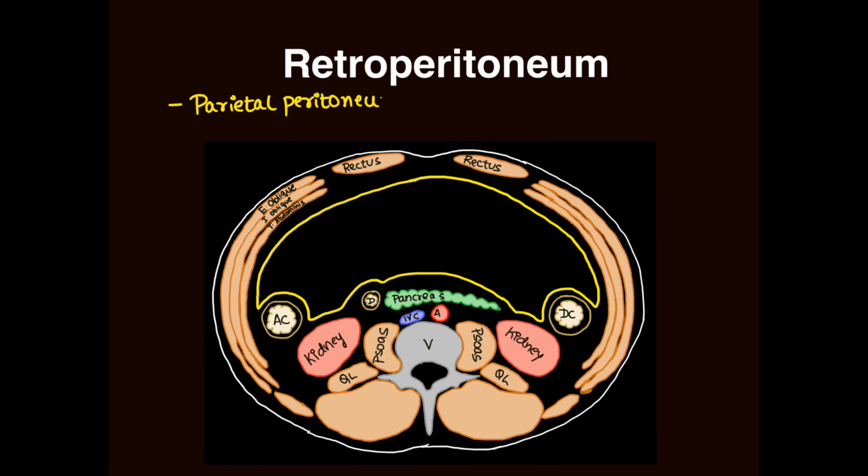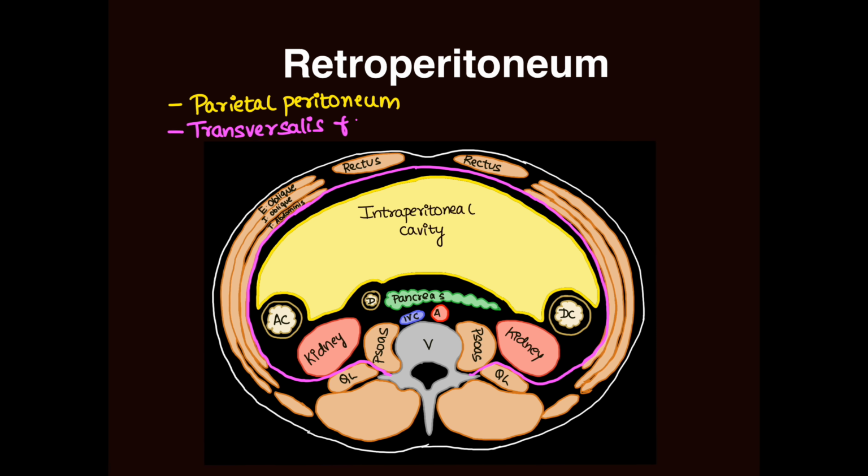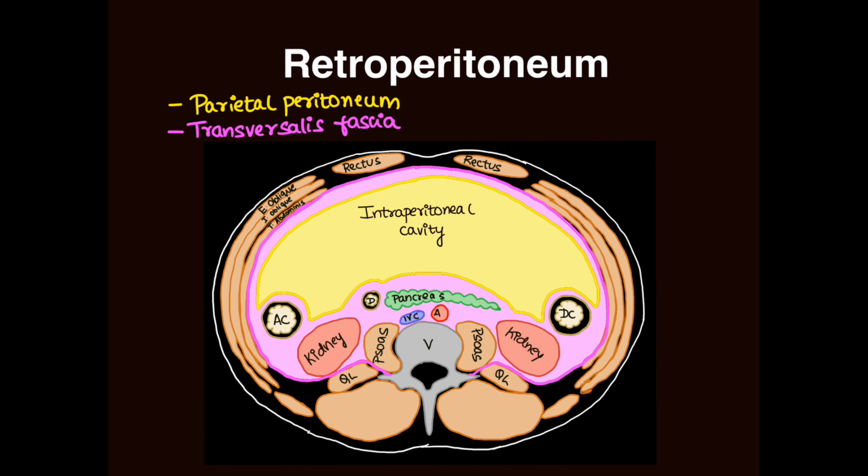retroperitoneal cavity. So this layer in yellow is the parietal peritoneum. Whatever it contains is the intraperitoneal cavity. Here whatever I'm drawing along the transverse abdominis muscle is the transversalis fascia. Retroperitoneal cavity is the one in between parietal peritoneum and transversalis fascia. So it's behind the peritoneal cavity as we can see in this image.